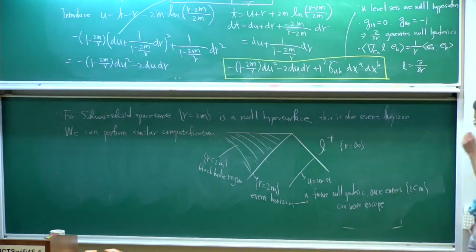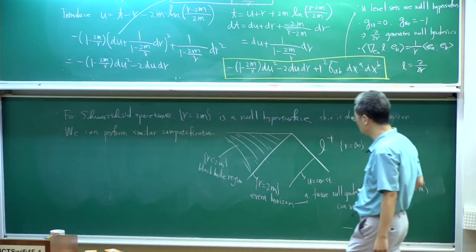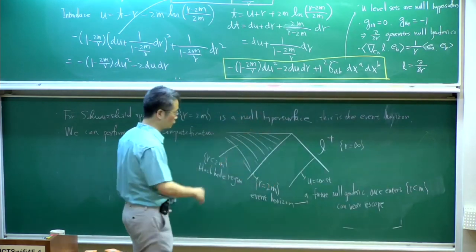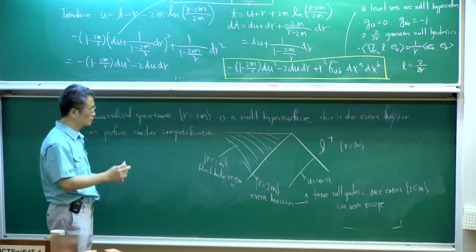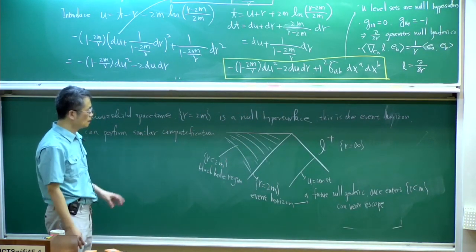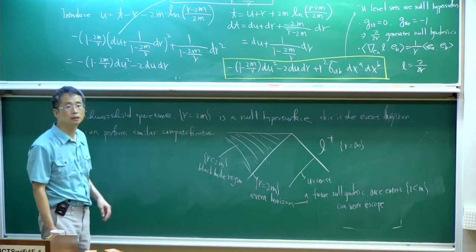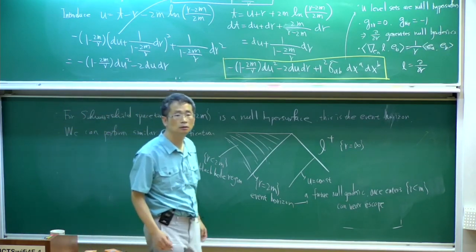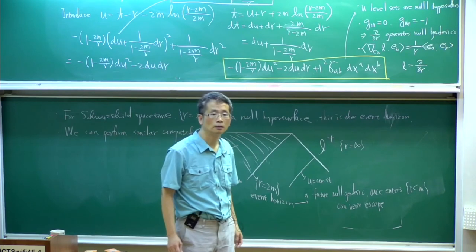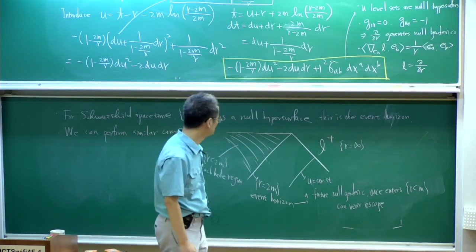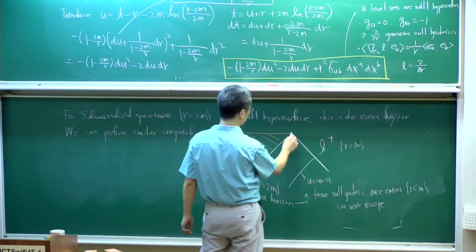Okay, so this is why this is called a black hole region. You have some signal, but once you're inside, you'll never be able to escape this region. But another way, yes? Why r equal to 2M? Well, because that is r equal to infinity. To this one here? Yeah.